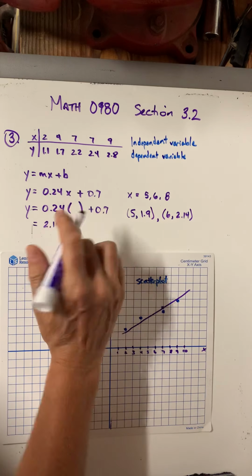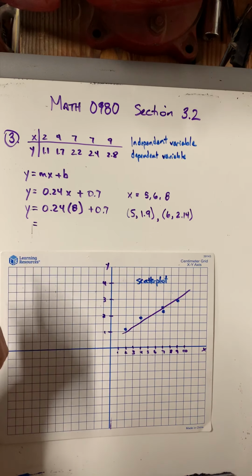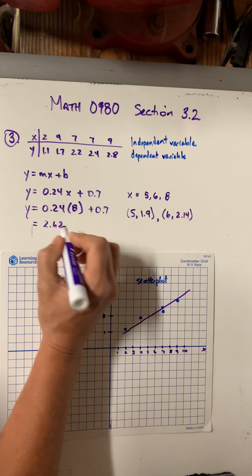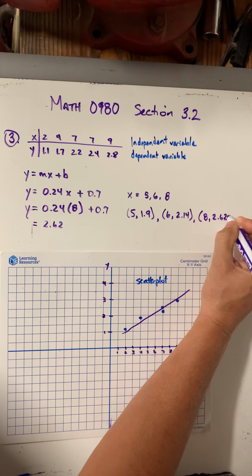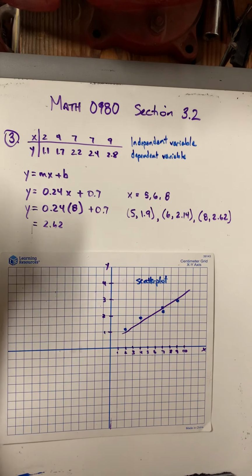And then my last one is 8. And if I put 8 into that equation, I get 2.62. So, comma, 8, 2.62. And this is how they want your answer, as 3 ordered pairs.